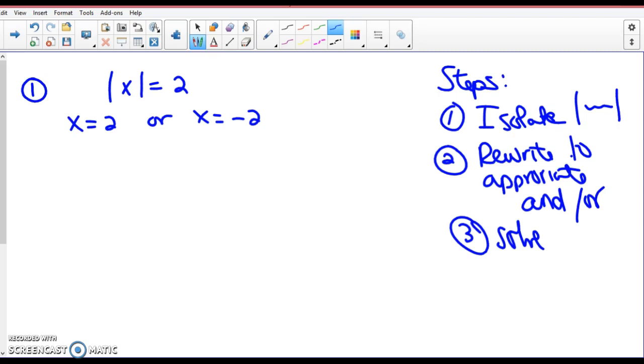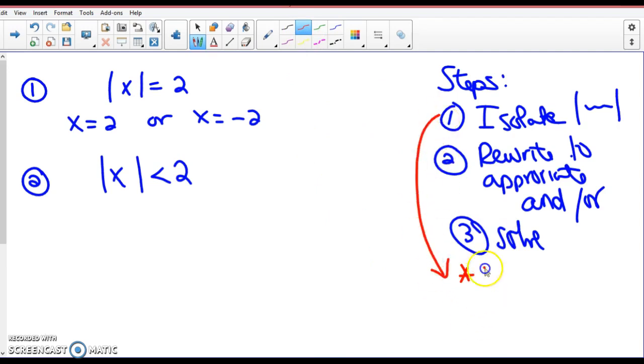Now, there are 2 other scenarios. The absolute value of x is less than 2. One thing I'm going to note over here, I'm going to put a little side note. When you're isolating, get the absolute value on the left. You want it set up like this. The absolute value is less than 2. Always have your absolute value on the left. When it's an equation, it does not matter, but it certainly matters here.